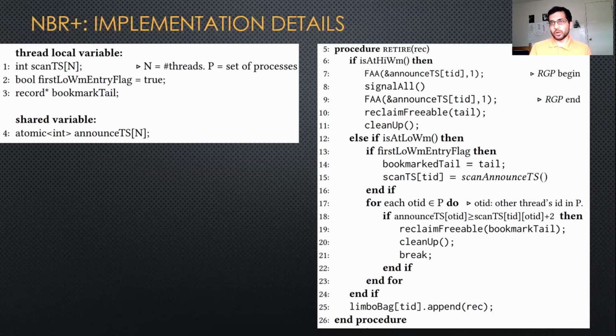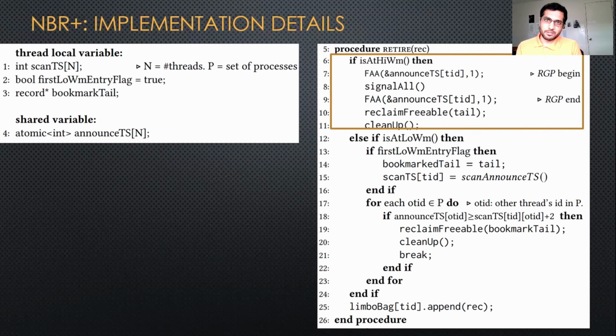So in this way, a thread which is sending signals can communicate to another thread which is trying to observe a thread which might be sending signals. So let's see how the retire is implemented in this case. If a thread's private buffer is completely full, we say that it is at high water mark, and in that case, we simply reclaim as we do in NBR. That is, we simply signal all the other threads and then reclaim the unreserved records.